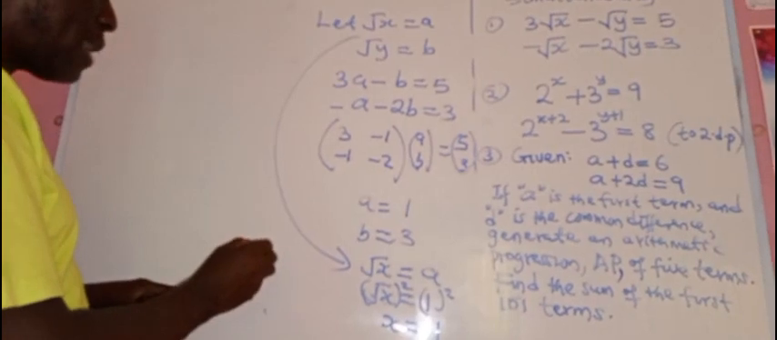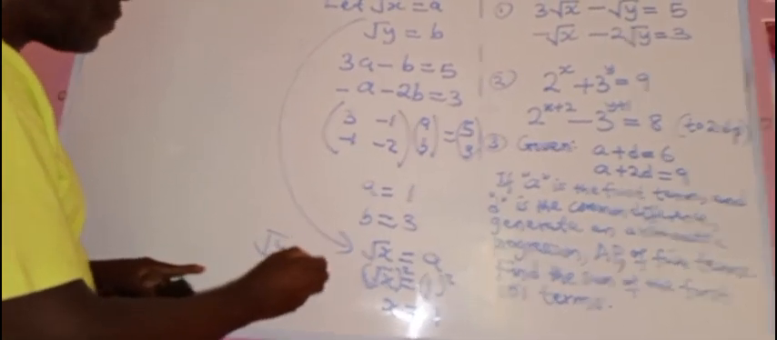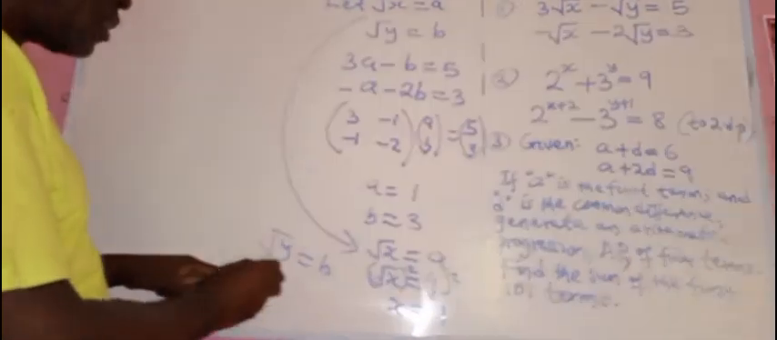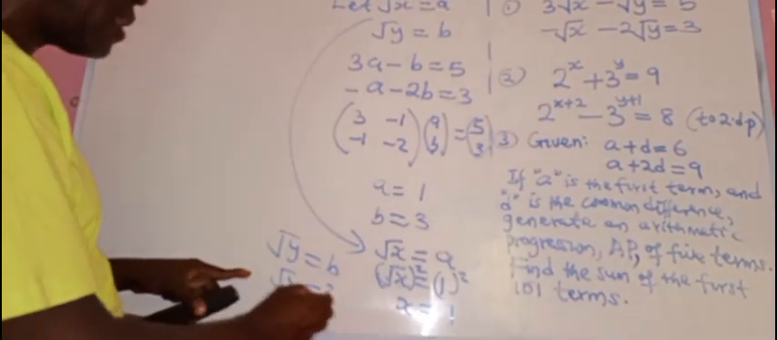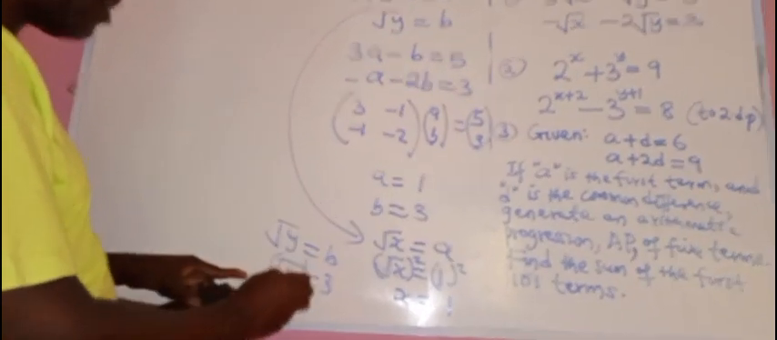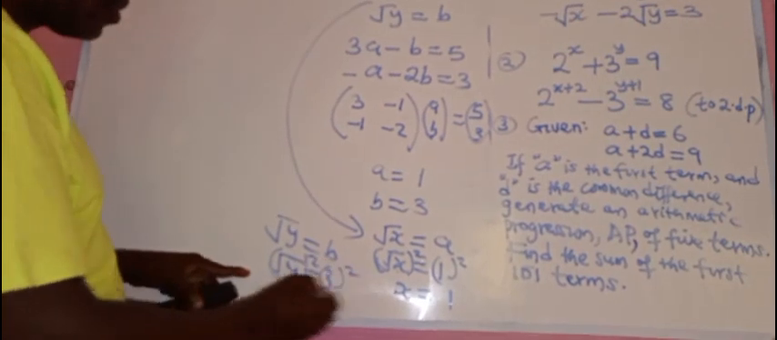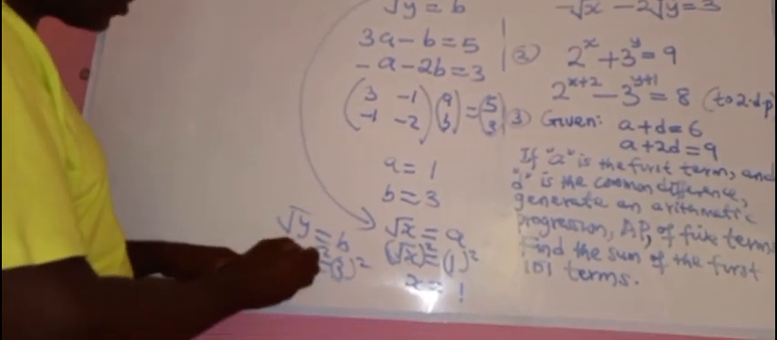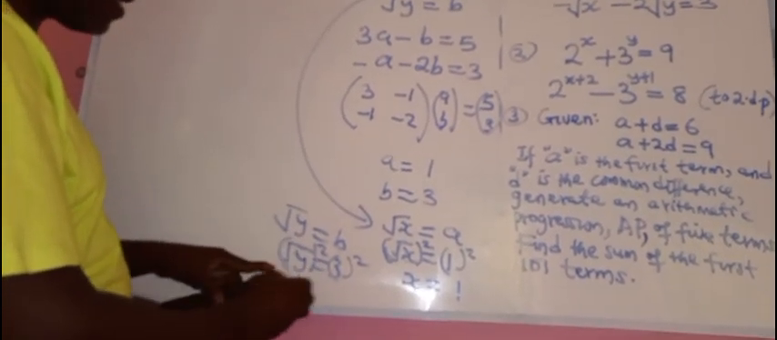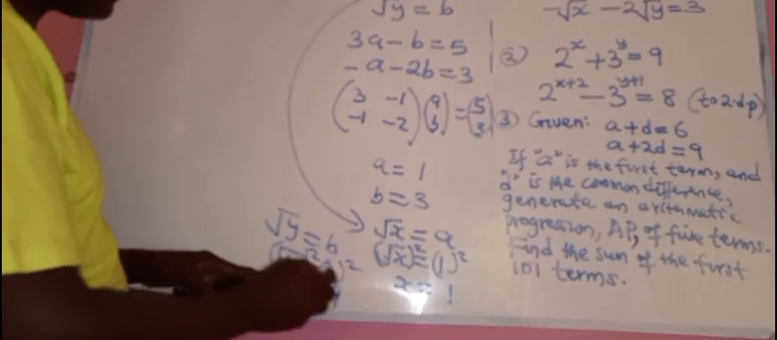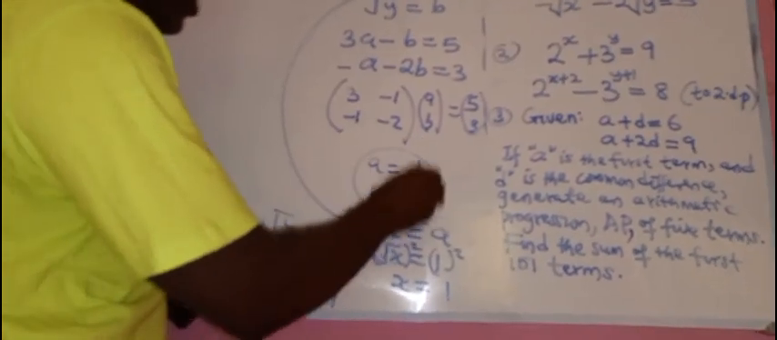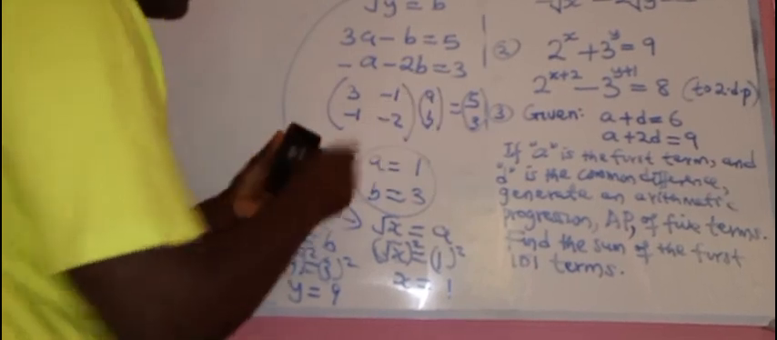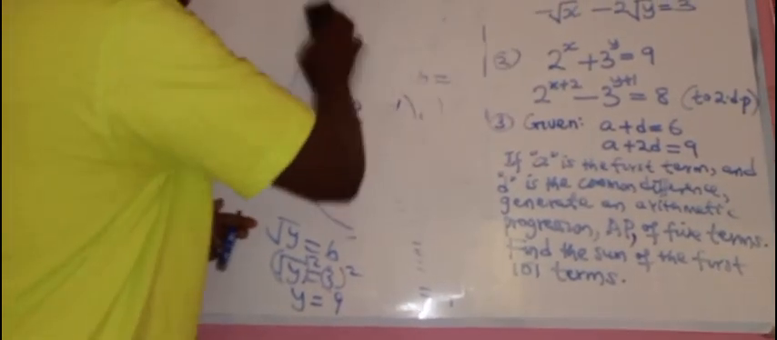Then again, you recall that root y is b. B is 3. How do you get your y? You square both sides also. If you square, this square will disappear with this square. That will be y. And what is 3 squared? That's 9. So this one is just a guesswork. You have to find the actual value for a and b and do it this way. So that is very simple. There's no big deal about that.